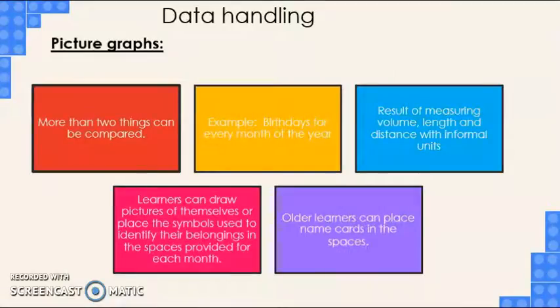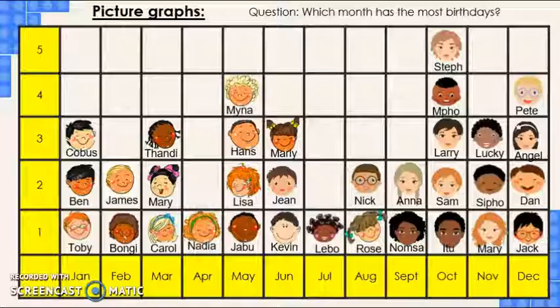For picture graphs, learners can make use of cutouts, pictures or drawings to represent the information that is being graphed. At this stage, more than 2 things can be compared. An example is a graph showing all the birthdays for every month of the year, as in this screen. Learners can graph the result of measuring volume, length, and distance with informal units in this way.